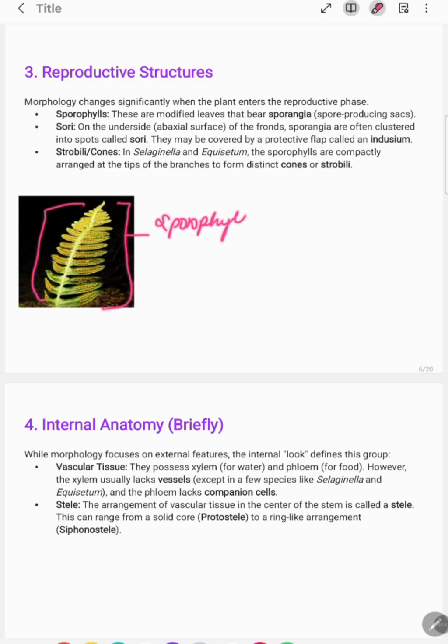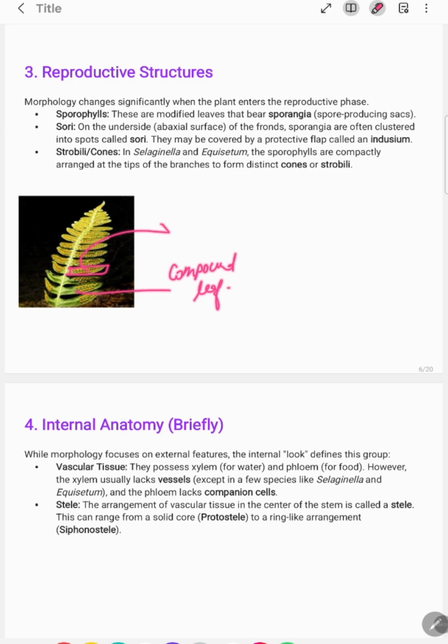As you can see, this image is depicting the sporophyll. See, this is your leaf, a compound leaf. And here the brown dots that you are seeing on the lower surface are your sporangia. Each brown dot represents a sporangia, inside which spores are produced. I hope we are clear with the sporophyll concept. These are modified leaves that bear sporangia, and these sporangia are spore producing sacs.